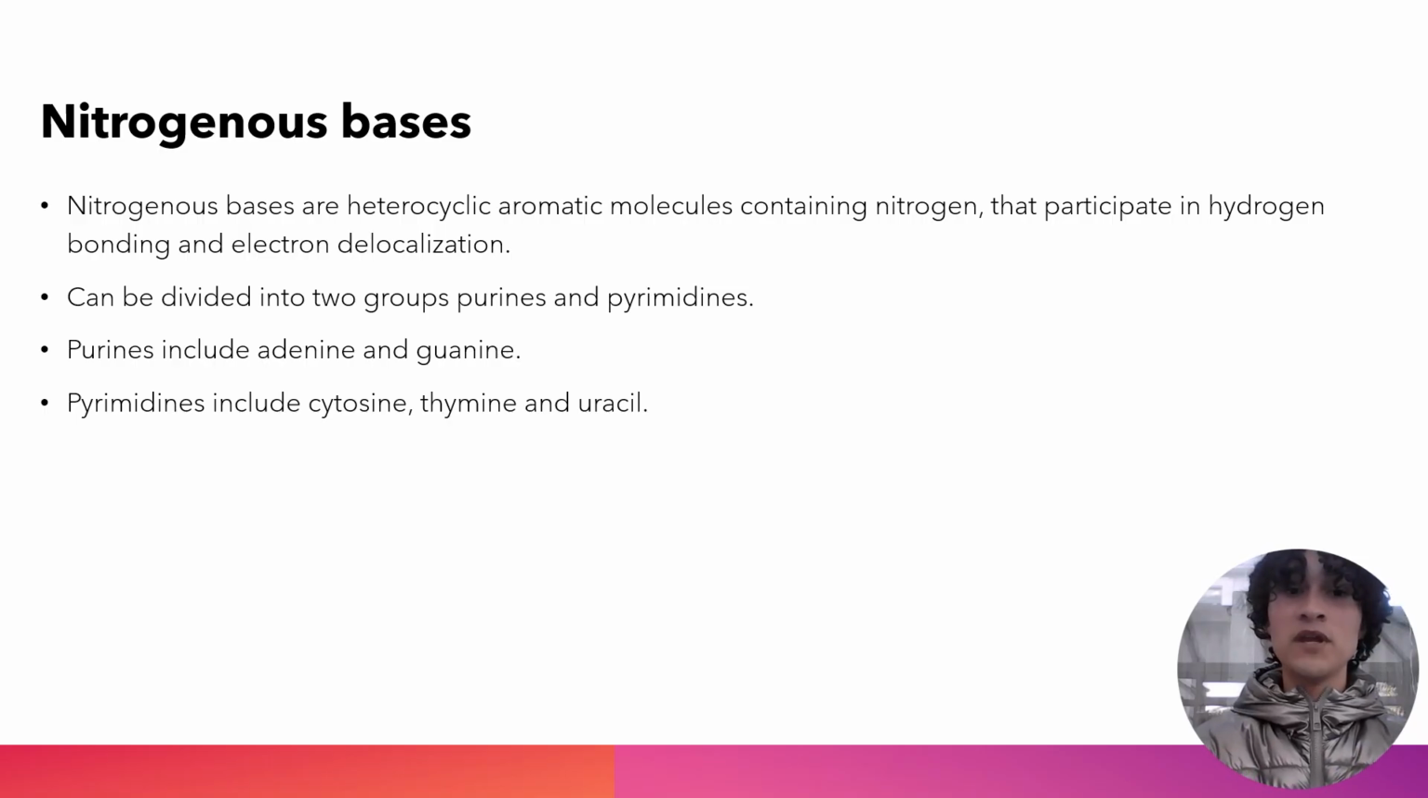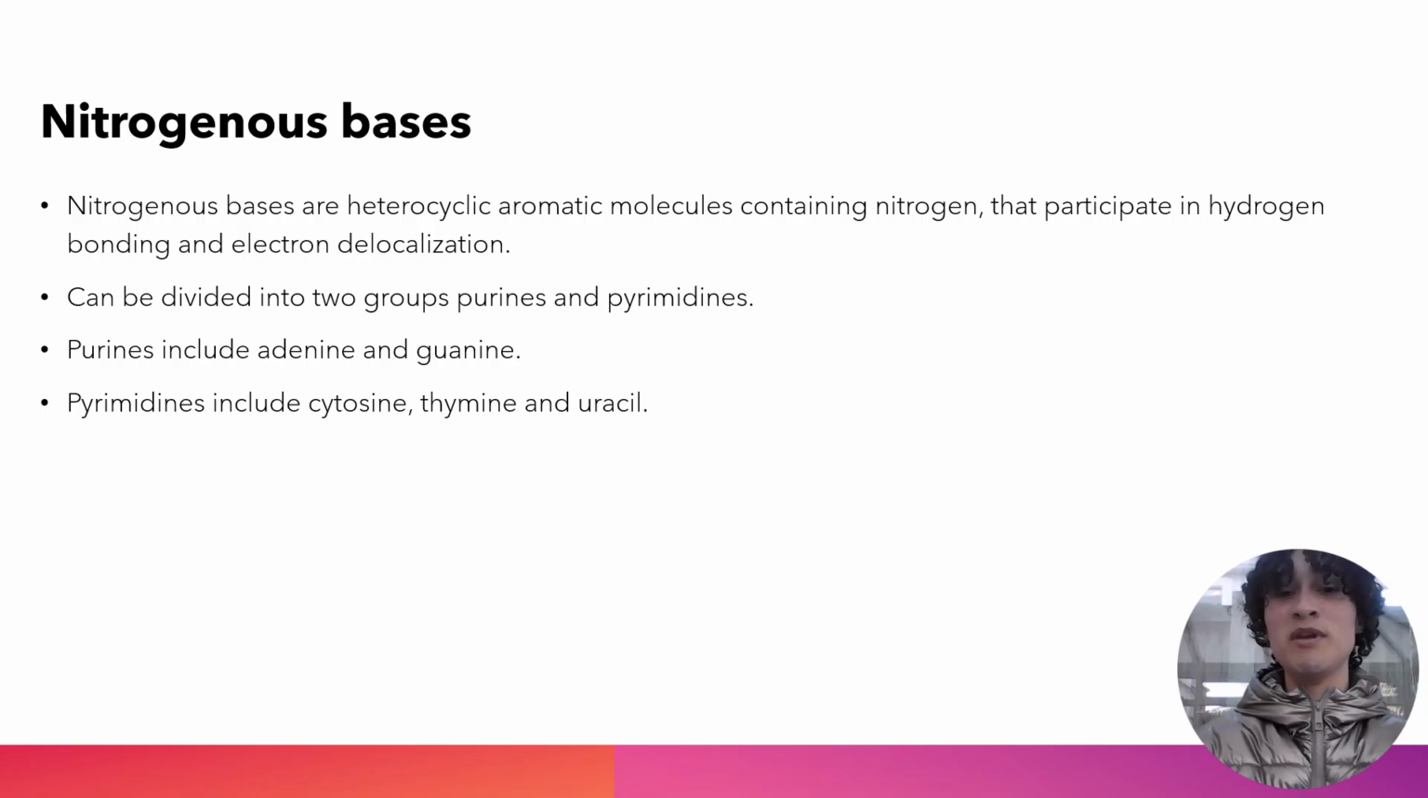bond. Now, the nitrogenous bases, as I mentioned before, there are 4 nitrogenous bases that make up DNA altogether. So what are nitrogenous bases? Nitrogenous bases are heterocyclic aromatic molecules containing nitrogen, and they participate in hydrogen bonding and electron delocalization, which is very, very important. Later in the video, when we look at the DNA double helix structure and the stability of DNA, the chemistry of the nitrogenous bases is crucial in keeping DNA in its structure.